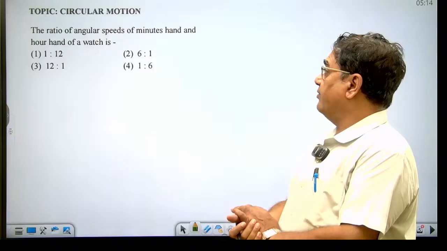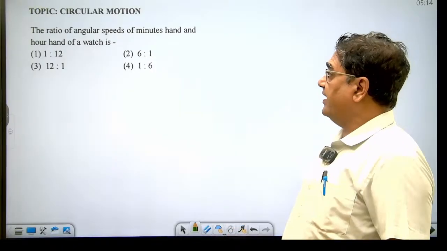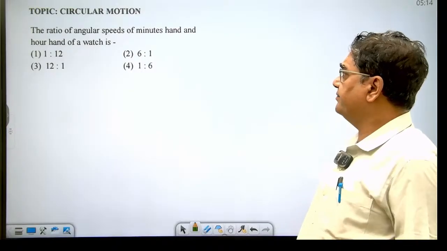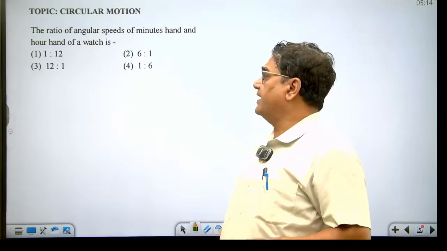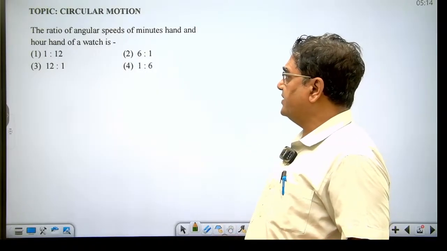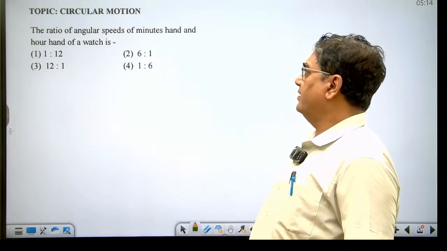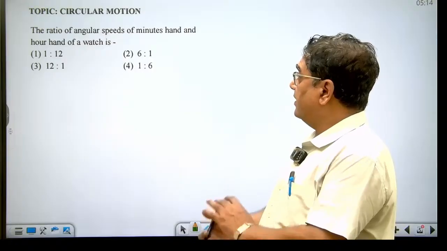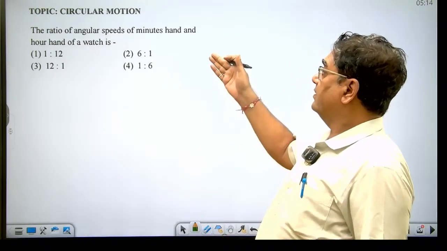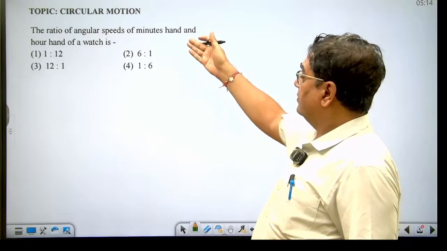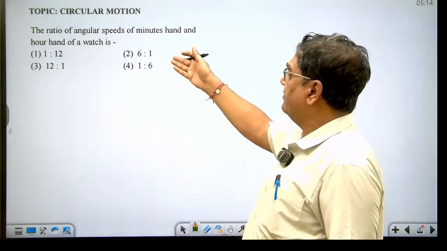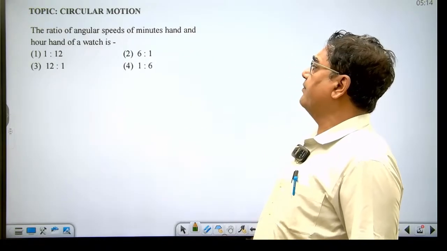The ratio of angular speeds of minute hand and hour hand of a watch is. This question can be solved directly. The minute hand needle makes one revolution in 1 hour and the hour hand needle makes one revolution in 12 hours. So definitely the minute hand needle will be moving 12 times faster.